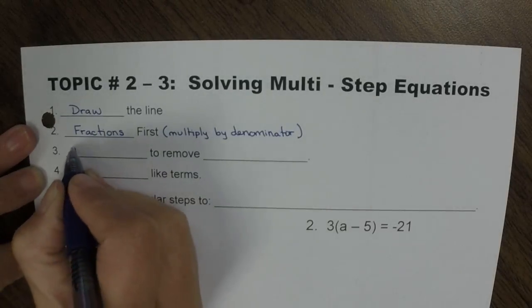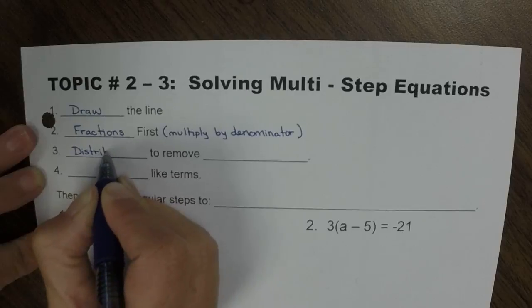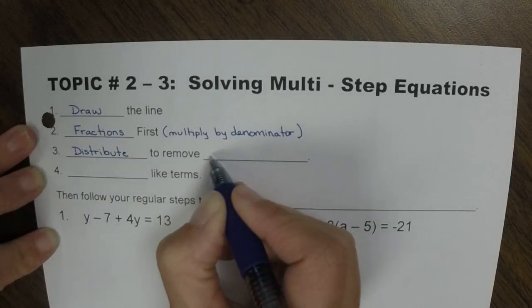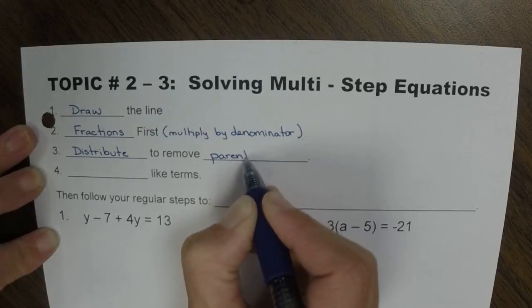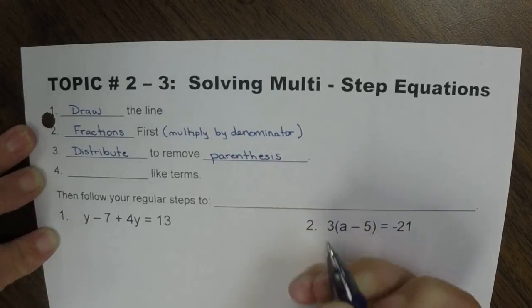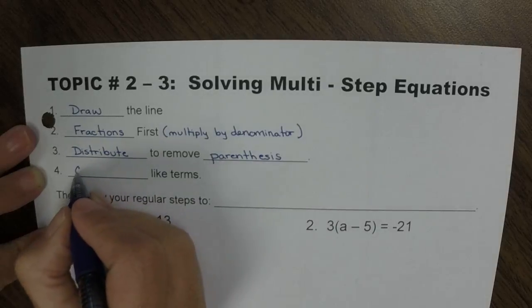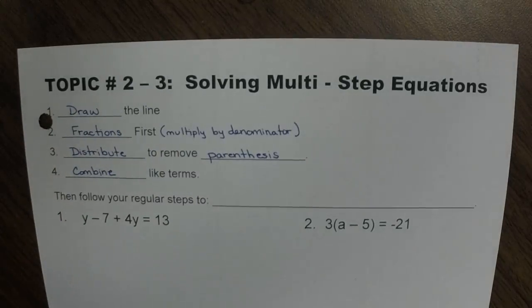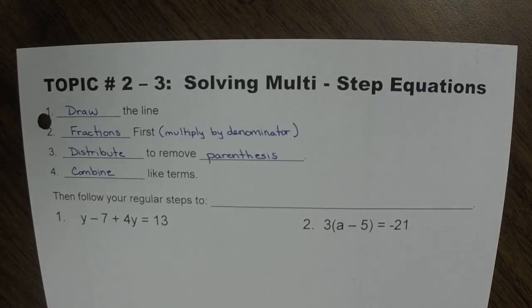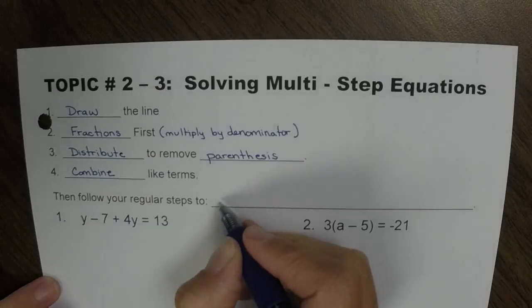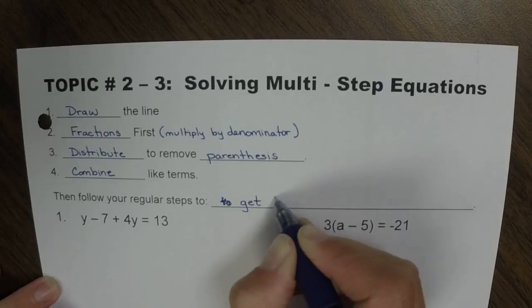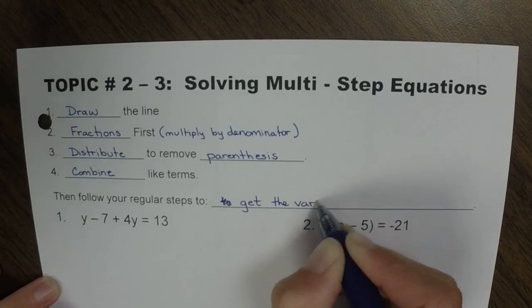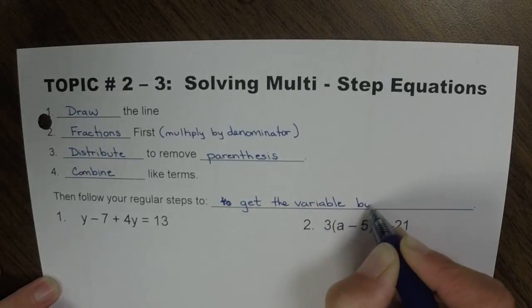Then the third step is always going to be to distribute, and that's in order to remove any parentheses that you see. And then from there, you will combine like terms and then follow the steps. From there, you're going to use your opposite operations in order to solve, and that's to get the variable by itself.